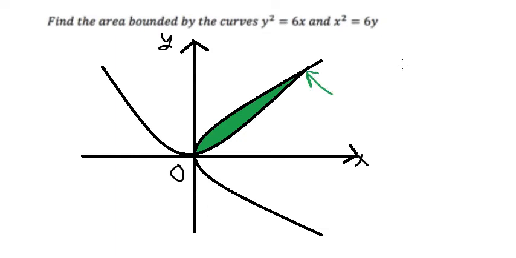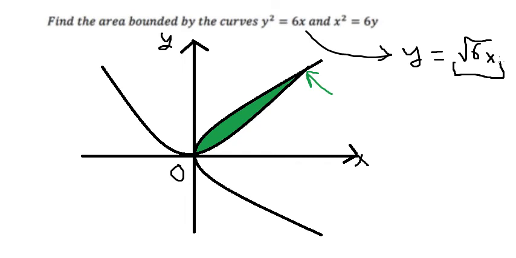So, for this one we can put the square root. So, you will have y equals the square root of 6x. If we look on the graph, we can see that they are just in the positive area. So, we just concentrate on the positive in here.